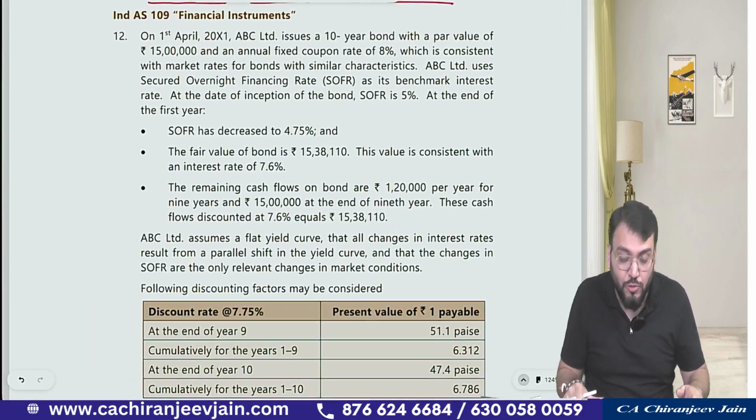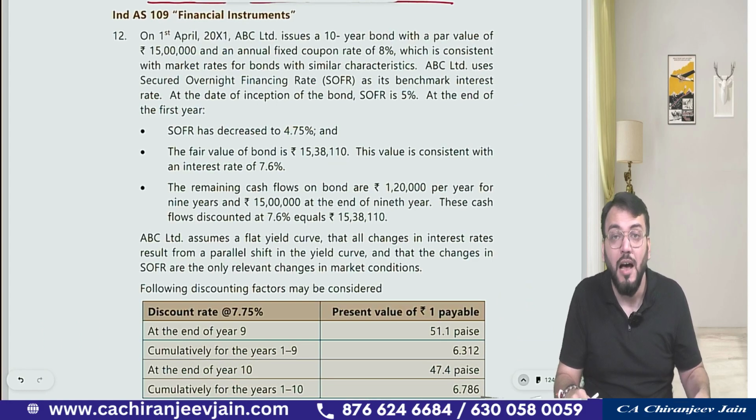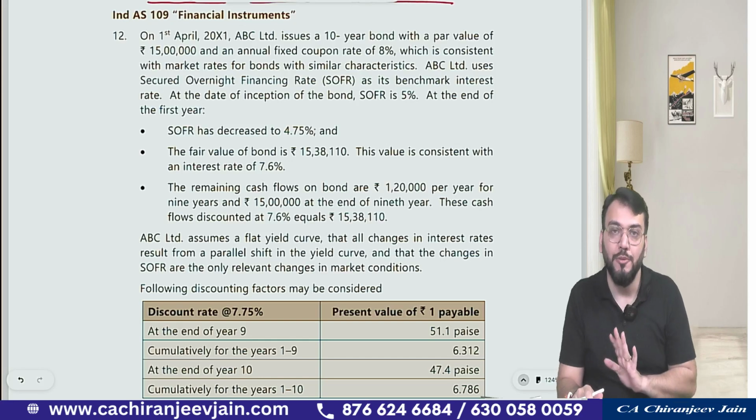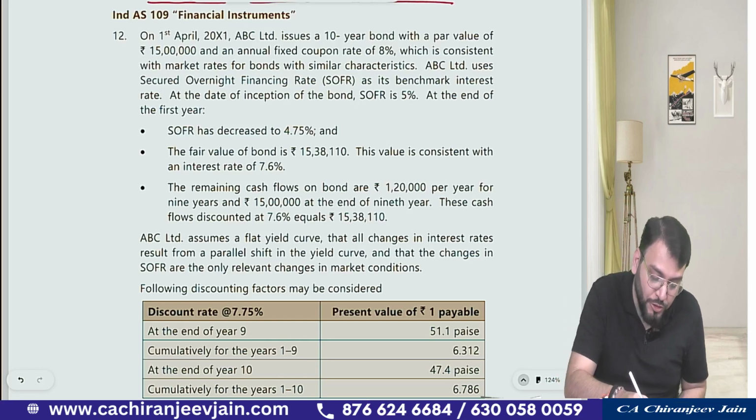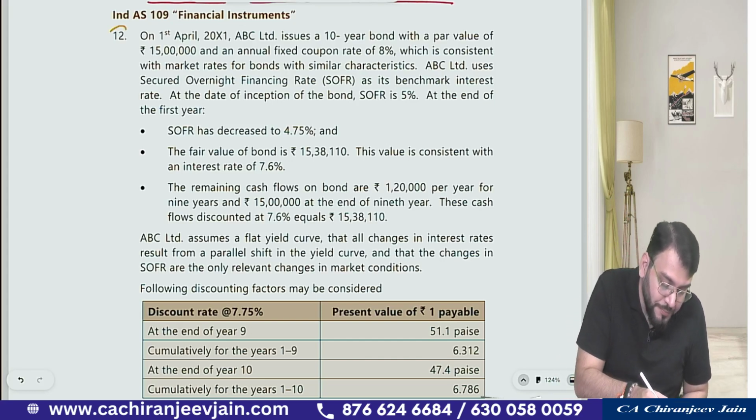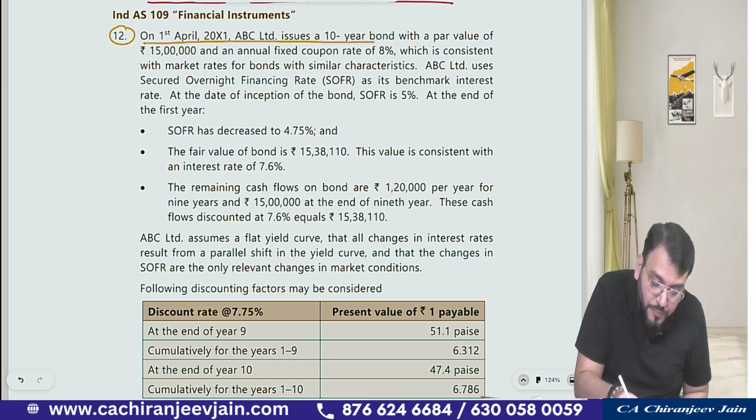Let me explain this question. Suppose this question comes in exam, how to handle this type of question in exam. Correct? That I need to inform you. Correct? First, let me explain the question. Let us read. Question number 12. On 1st April 2001, ABC Limited issued a 10-year bond with a par value of 15 lakh.